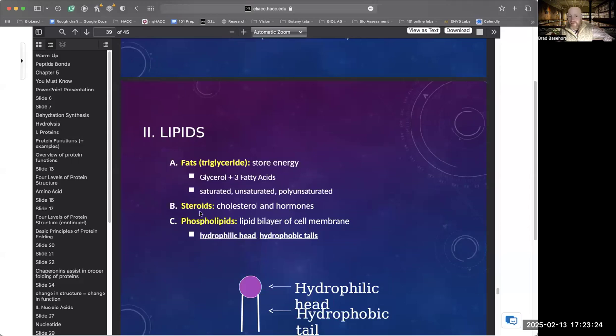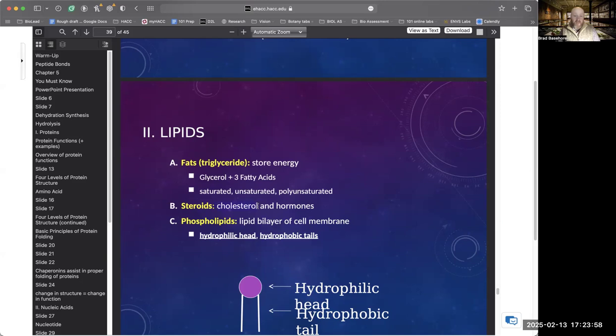Another group of lipids, totally different from the triglycerides, are steroids. These are ring structures. And the thing that defines something as a lipid is it's a hydrocarbon. It's basically all carbons and hydrogens and no other types of elements. There's no oxygen, no nitrogen, no sulfur, none of that stuff. Lipids are just carbons and hydrogens. So steroids are just rings of carbons and hydrogens.